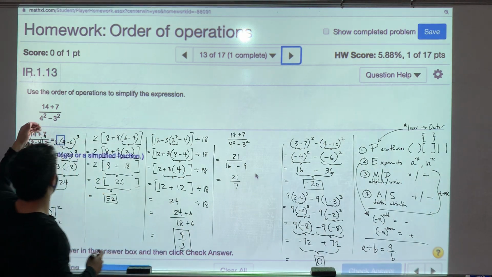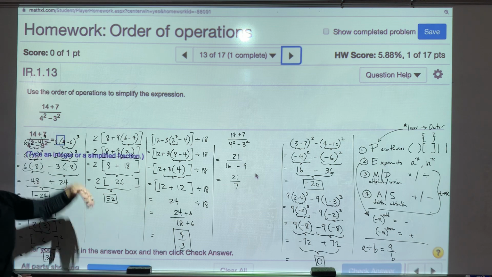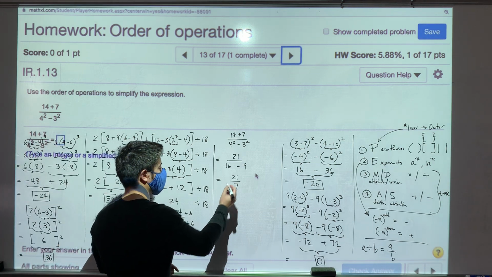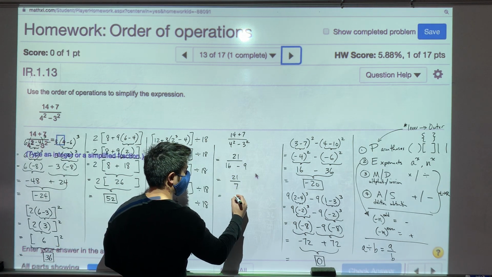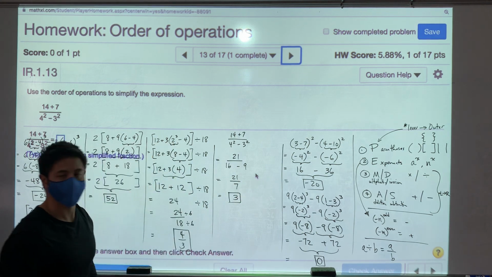Again, if I gave you just 4 squared minus 3 squared, you would get 16 minus 9, which becomes 7, and you'd be done. But the only extra bit here is that you got to do 21 divided by 7, which is 3. No big deal, and that's all there is to it.